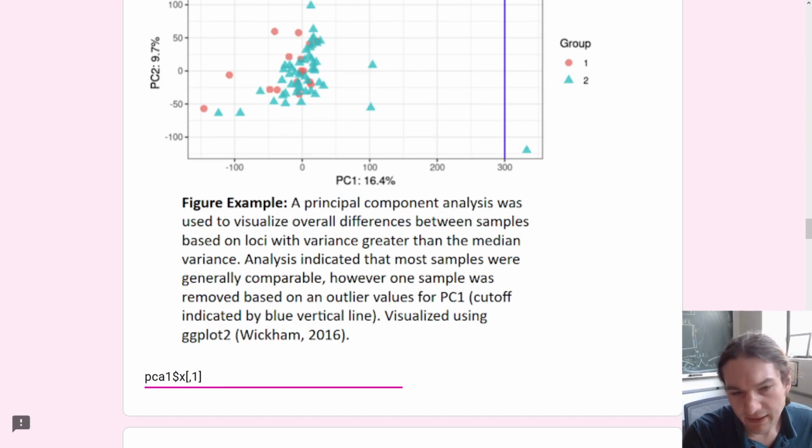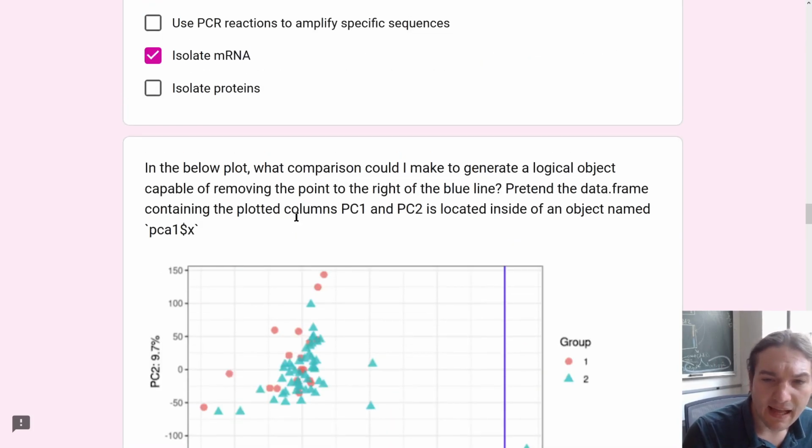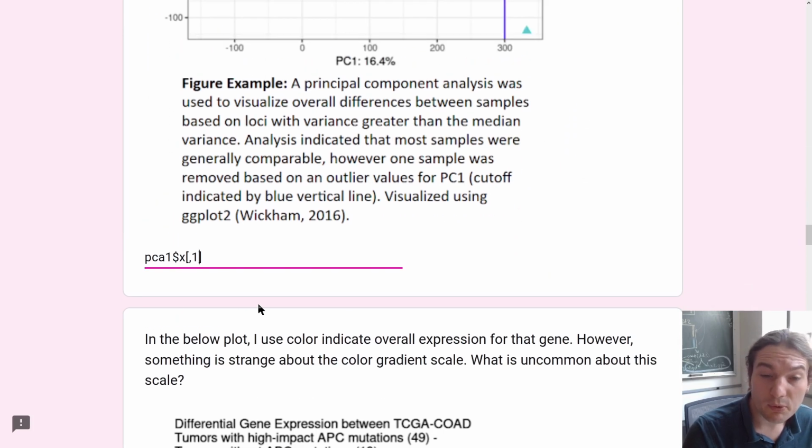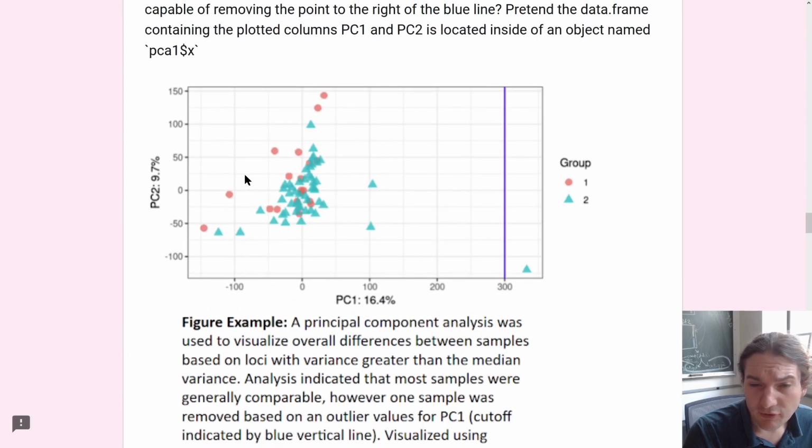However, the much easier way is simply to do that. If I am then testing that value and trying to see if it is this or this, capable of removing the point. So if I want to remove that point, I need logic that selects only these points and omits this one.